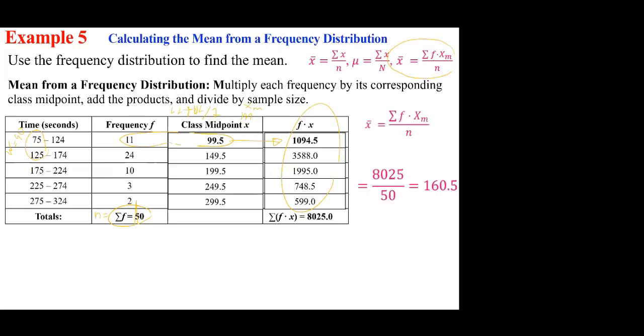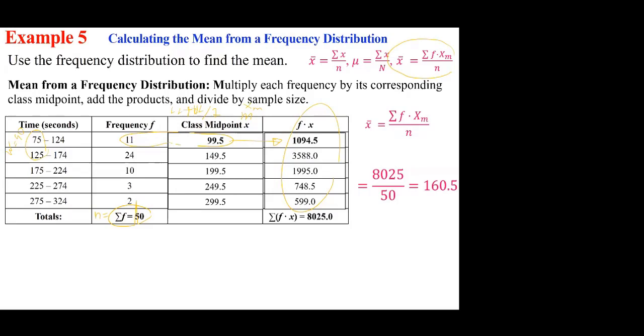Now, a couple of very important observations before we move on. Is this going to be the same as the actual mean? Remember, what is the actual mean? The actual mean, you should have the original data, add them up, and divide by size.